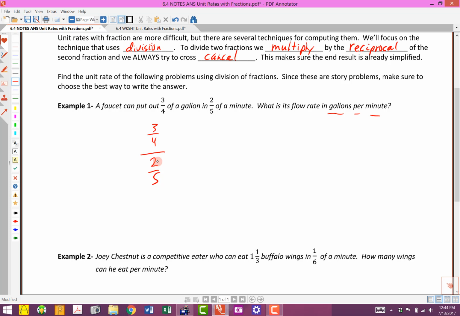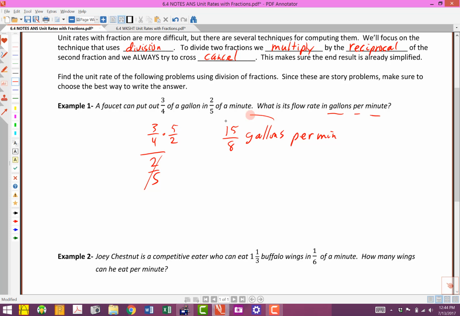But remember, we're going to divide this fraction by multiplying both top and bottom by the reciprocal. So we're going to multiply the top by 5/2. And then we're going to look for things that we can cross cancel. So we can't cross cancel the 3 and the 2, and we can't cross cancel the 4 and the 5. Gosh, if the 2 were up here, we could do some cross canceling, but on this particular one, we can't do anything about it. So what we end up with is 3 times 5 is 15 on the top, 4 times 2 is 8 on the bottom. So we get 15/8, and this would be gallons per minute.